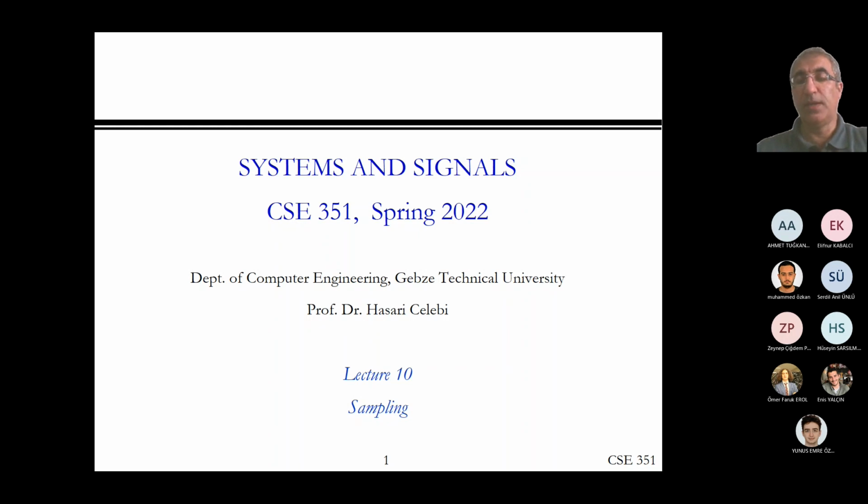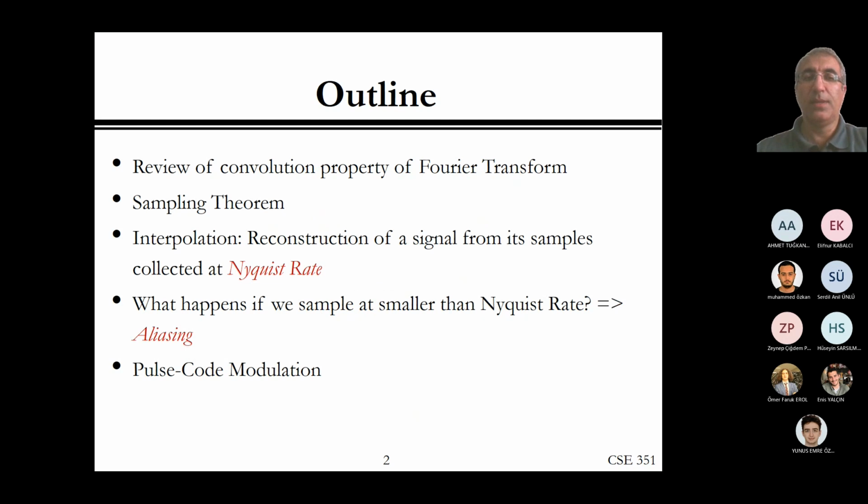So today's lecture is going to be about sampling theory. So here's the outline. We're going to cover the convolution property of the Fourier transform, then move to the sampling theorem, and we have the interpolation process, which is a reconstruction of a signal from its samples. Of course, it's collected at the Nyquist rate, so we will introduce the Nyquist rate.